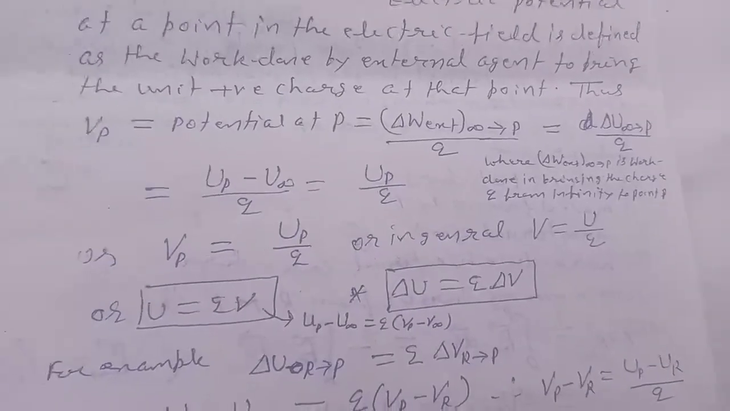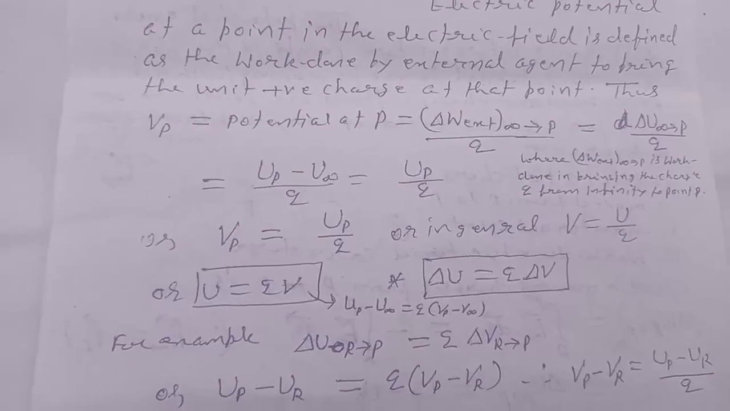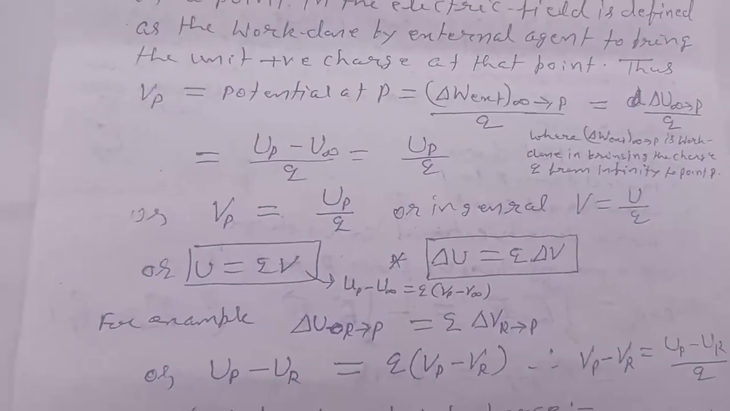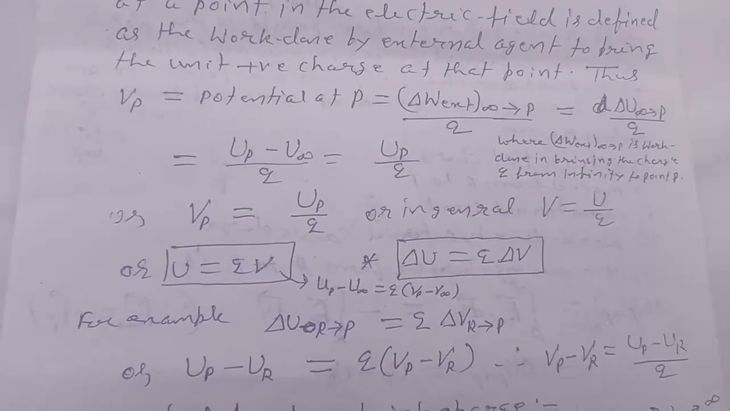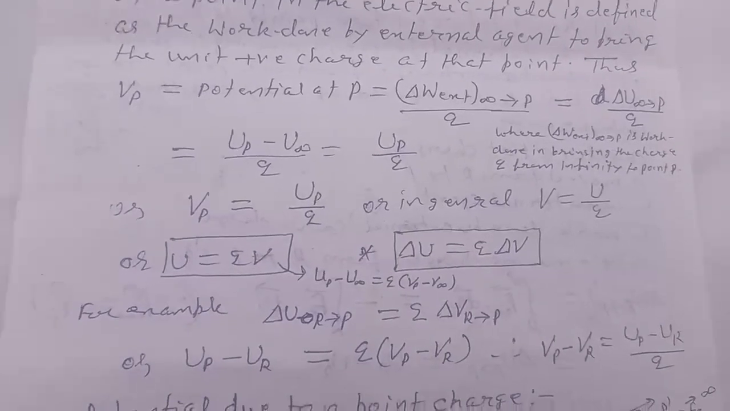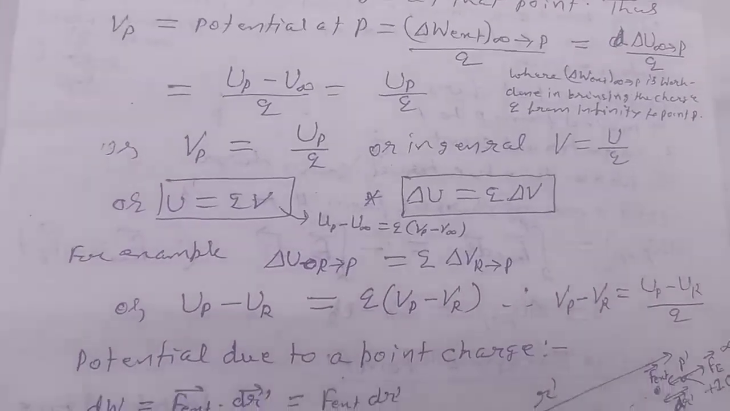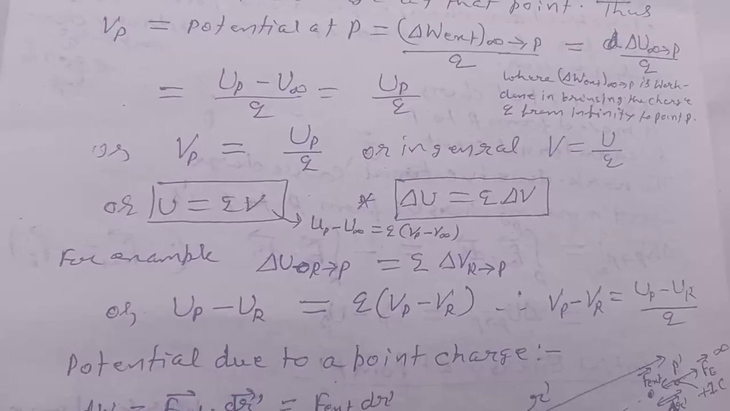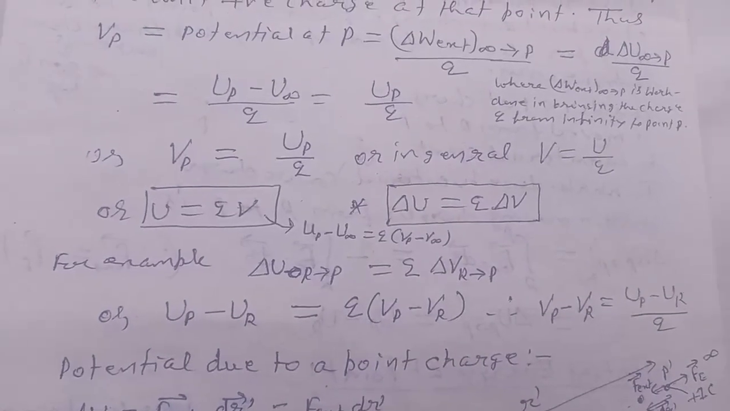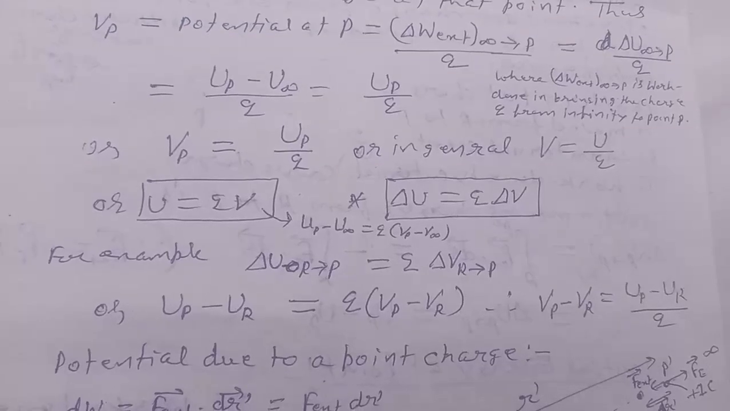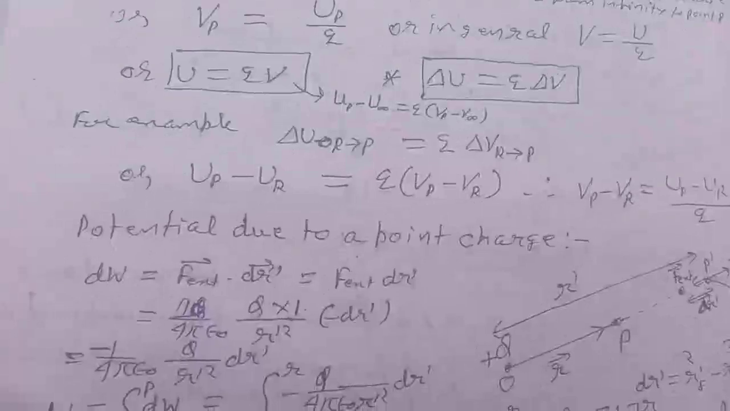This equals UP minus U infinity by Q, which equals UP by Q because U infinity is 0, or Vp equals UP by Q. Or in general, V equals U by Q, where V is the potential and U is the potential energy, or U equals Q into V, or delta U equals Q into delta V. Here delta U is UP minus U infinity, equals Q into Vp minus V infinity.